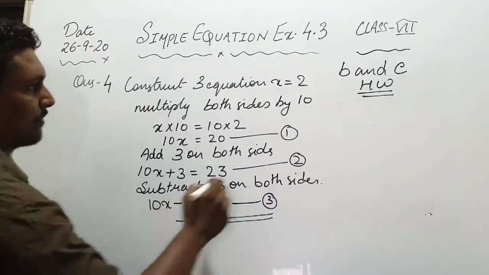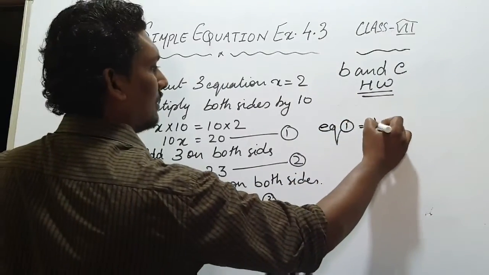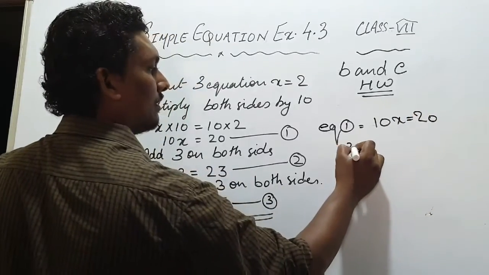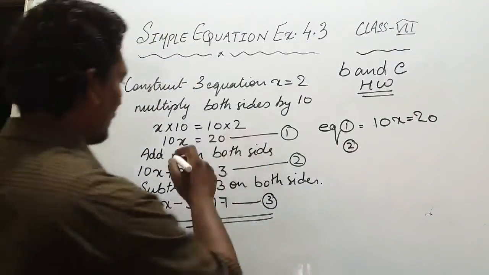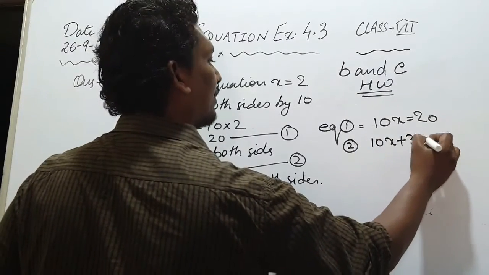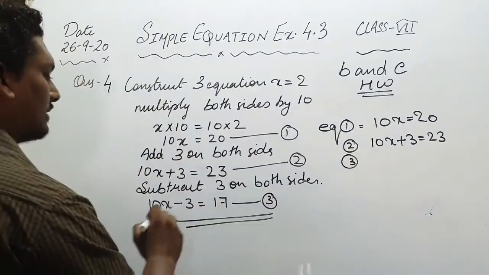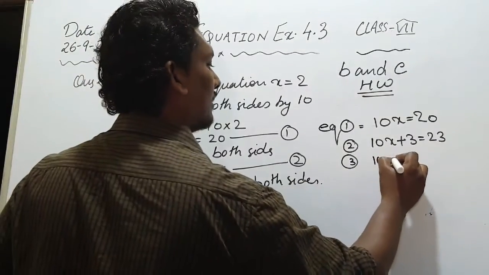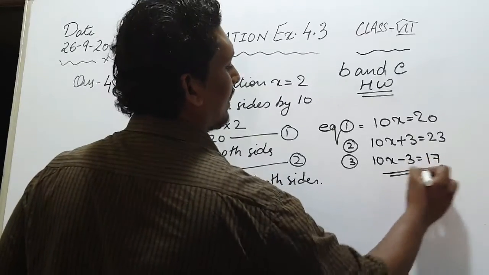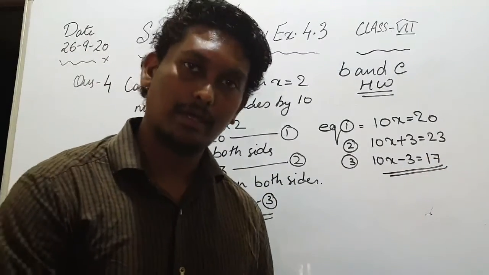So here, equation 1 is 10x is equal to 20. Equation 2 is 10x plus 3 is equal to 23, and the third equation is 10x minus 3 is equal to 17. In this way you can make more equations in the next question.